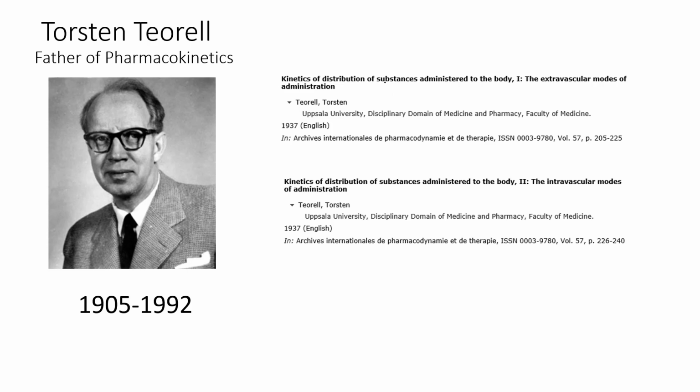They dealt with the kinetics of substances in the body from extravascular modes, so PO, IM, sub-Q, things like that, and kinetics of distribution of substances administered IV. And these two papers are really the first papers in pharmacokinetics. And then there wasn't a text, there weren't review articles, until the 60s really. There were some texts in the 50s, but they were written in German.